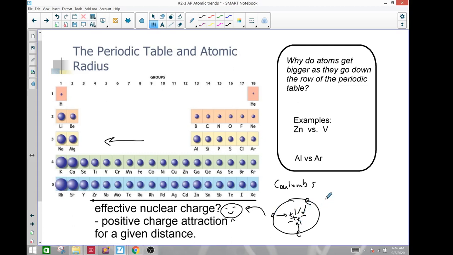So the way you explain this is that you'd have increased protons in the nucleus, which is causing an increase in Coulombic attraction, and that would be pulling all energy levels a little closer.